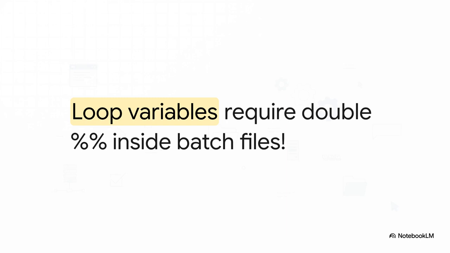And when we need to process multiple files in a directory, or maybe count numbers sequentially from 1 to 5, we bring in the for loop. It is basically your script's automated assembly line. But please pay super close attention to this one catch. Loop variables use a single % when you run them directly in the command line interface, but they require double %% when you run them inside a batch file. Forgetting that second % is easily one of the most common reasons a beginner's script fails out of nowhere.